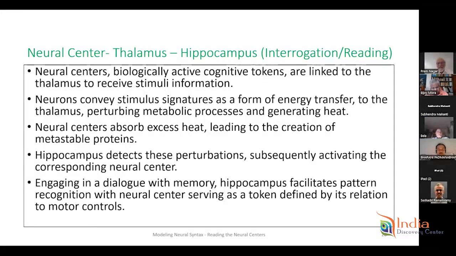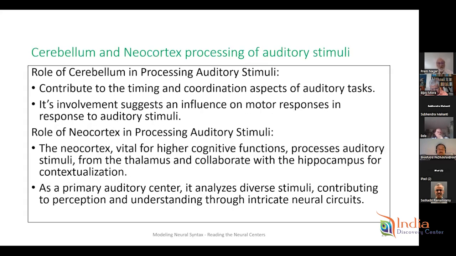Engaging in a dialogue with memory, the hippocampus facilitates pattern recognition, with neural centers serving as a token defined by its relationship to the motor control. Cerebellum and neocortex processing of auditory stimulus. In the case of the cerebellum, it contributes to the timing and coordination aspect of the auditory task. Its involvement suggests an influence on the motor response to the auditory stimuli.